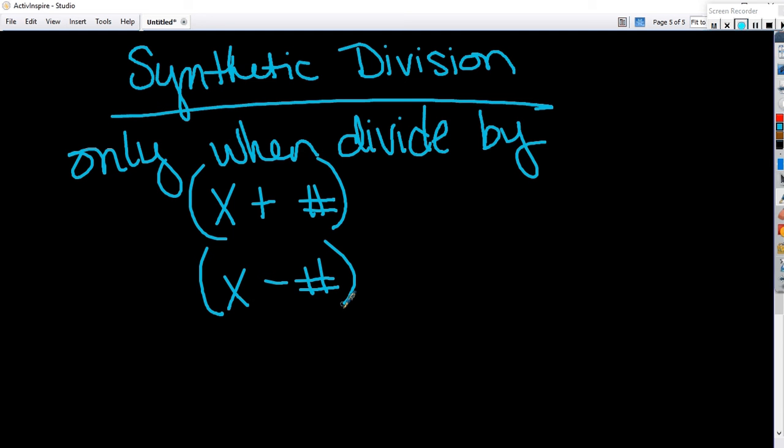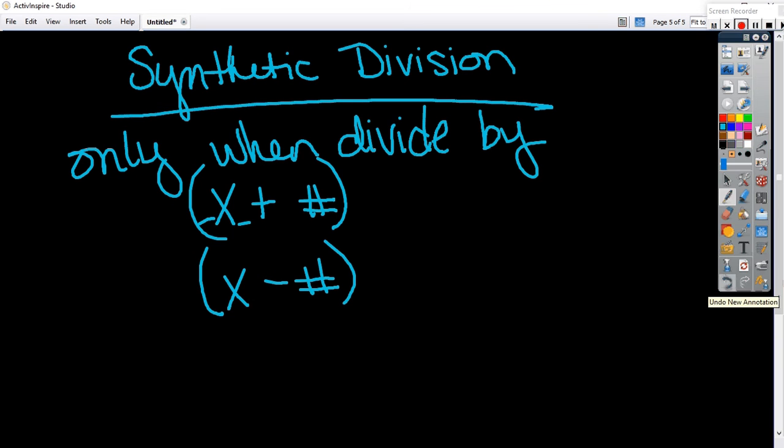You can only do this when you divide by x plus a number or x minus a number. Okay? There can be no exponents or coefficients on the x. So if it was like 6x plus 9, you could do this? No, because there's a 6 on the x. Like number 3, 4, and 5 on your homework.